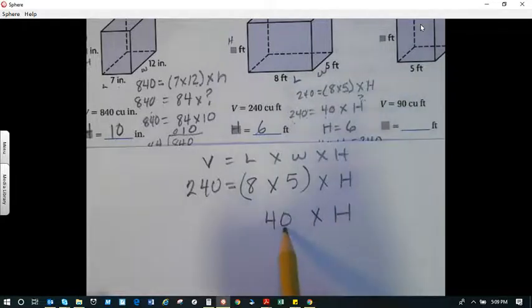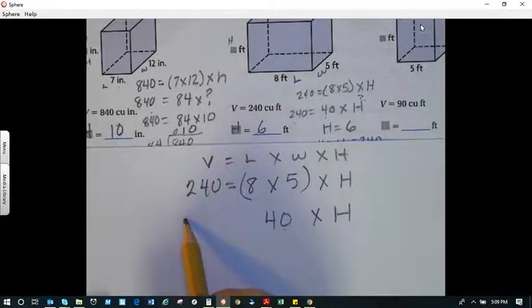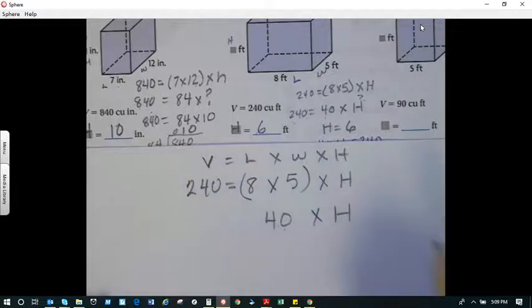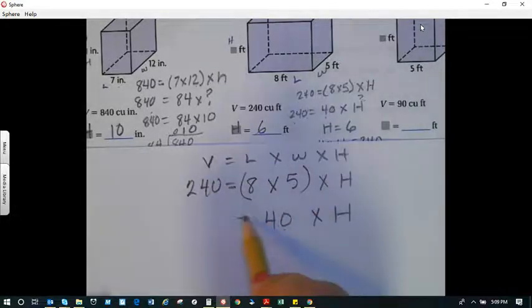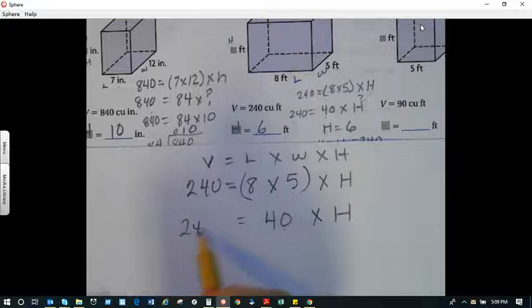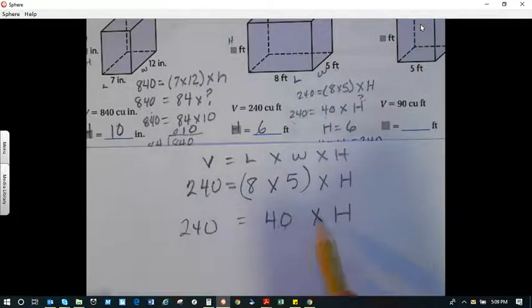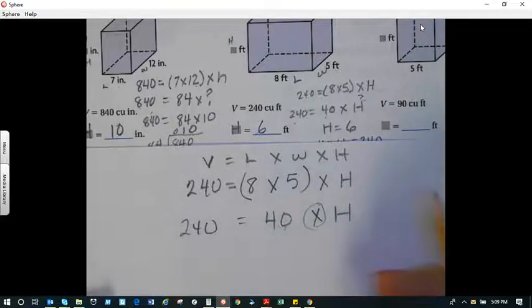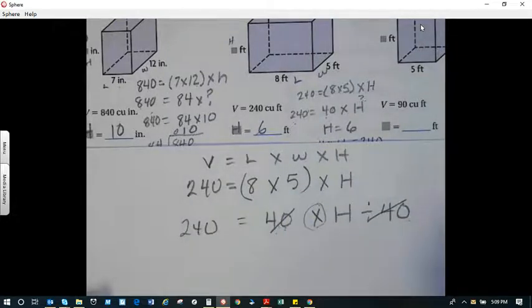I need to get my 40 on this side to see how many groups of 40 can go into 240. So we were talking about that. How do we get that done? In order to move this over, my operation is multiplication, and this is at the 5th grade level. I need to divide 40 divided by 40 to give me 1. So that crosses that out. I also will need to do it on this side. So 240 divided by 40 equals, and this is what I have left.